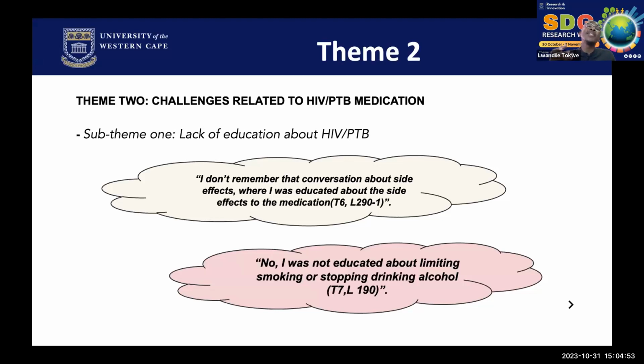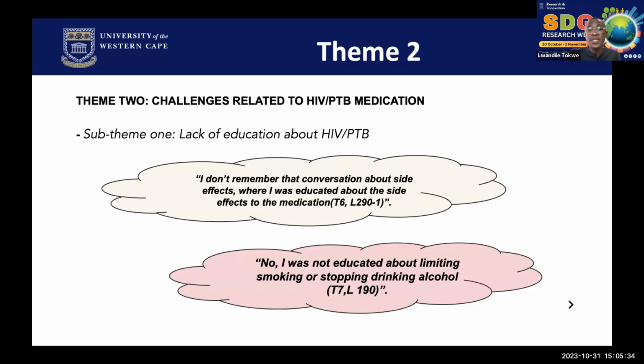And also the lifestyle that they need to adopt now that they are living with HIV and pulmonary TB co-infection. So this was quite concerning as these participants were new on medication, both for HIV and pulmonary TB. And these are some of the representative quotes that were extracted from the data. For instance, one would say, I don't remember that conversation about the side effects where I was educated about the side effects to the medication. No, I was not educated about limiting smoking or stopping drinking alcohol. So these are some of the representative quotes which speak to this subtheme which talks about the lack of education about HIV and TB.